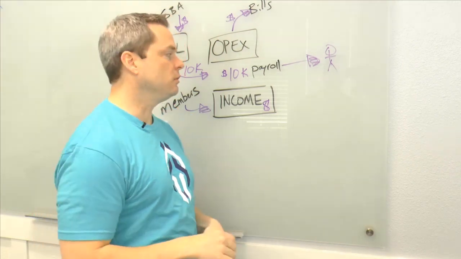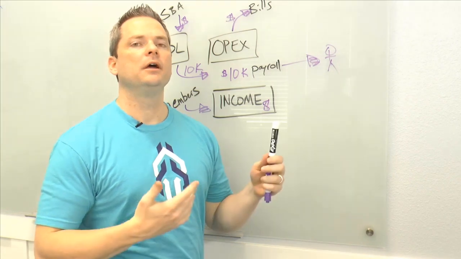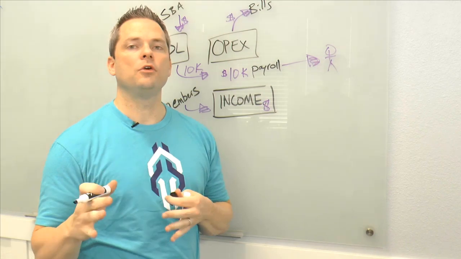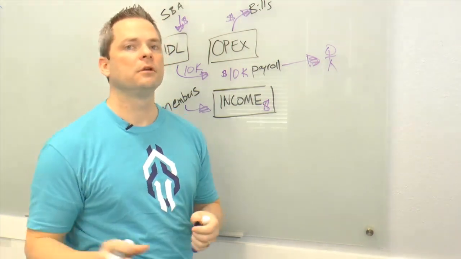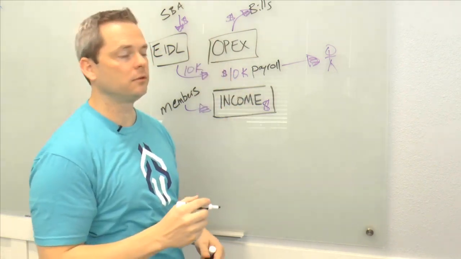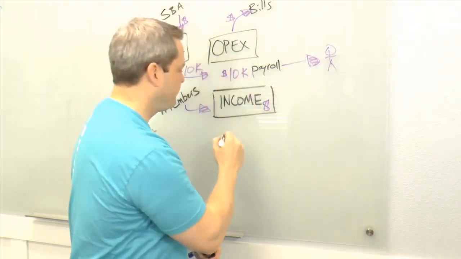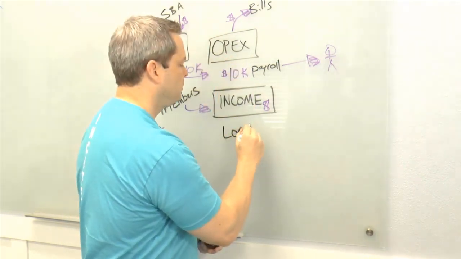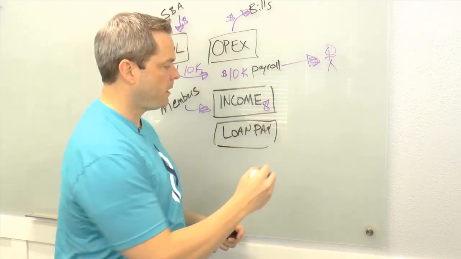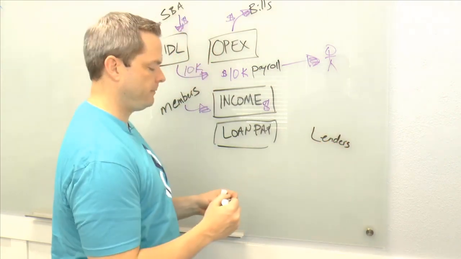What I am recommending you do, if you want to pay down long-term debt during the same period that you have an EIDL loan, I suggest paying those loan principals out of another account. And I don't care what account it is, as long as it's not one of these accounts. Definitely not one of these two, not one of those two at all. Don't do that. So I'll just call this loan pay account. And then loans get paid to lenders. Okay.